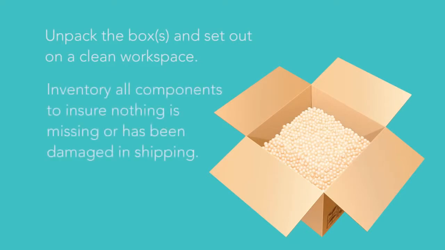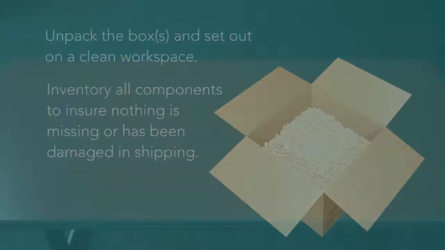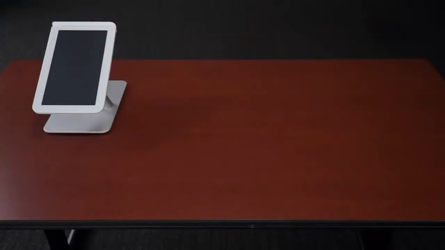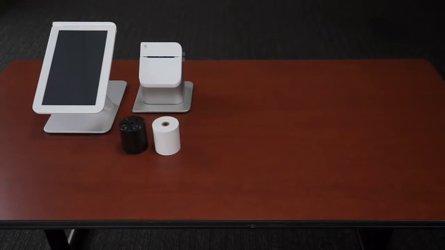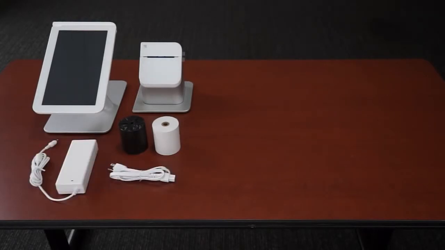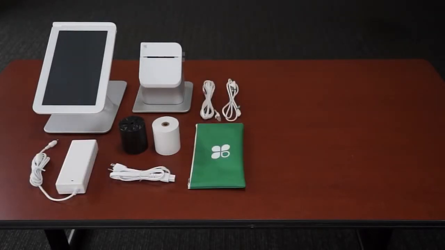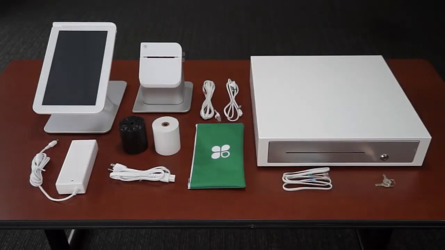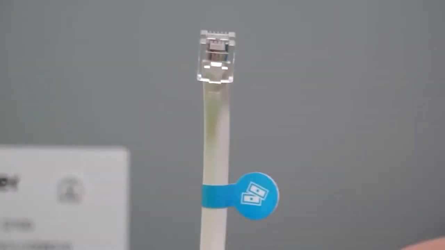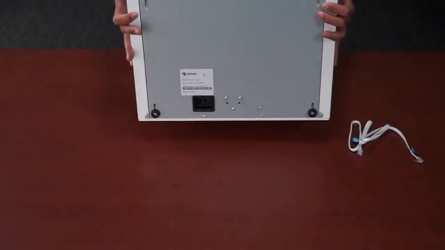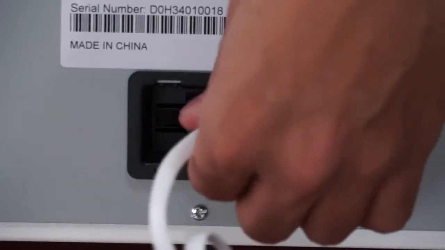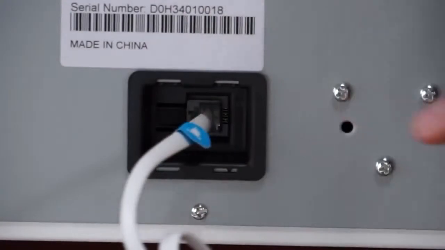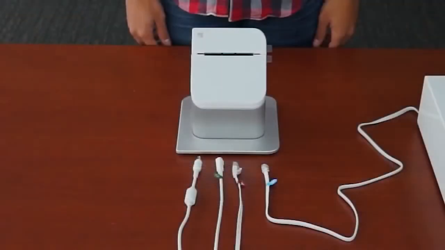You should have the following Clover station hardware components: the touchscreen display, the receipt printer with two rolls of thermal paper, the power cord, and a bag with the display cable and Ethernet cable tucked inside. From the cash drawer box, you should have unpacked the cash drawer, keys, and the cash drawer cable. We'll start by connecting the cash drawer cable to the bottom of the cash drawer, then setting it to the side. Now we'll connect all the cords to the receipt printer.